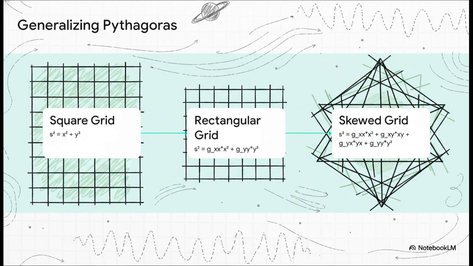Well, this is where we had to take the Pythagorean theorem and kind of upgrade it. For a simple square grid, the old formula works perfectly. But for a rectangular grid, we suddenly need 2 different scaling factors, one for the x direction and one for the y direction. And if our grid is skewed, whoa, it gets even more complicated. We now have to add in these extra cross terms just to deal with the weird angle between the axes.